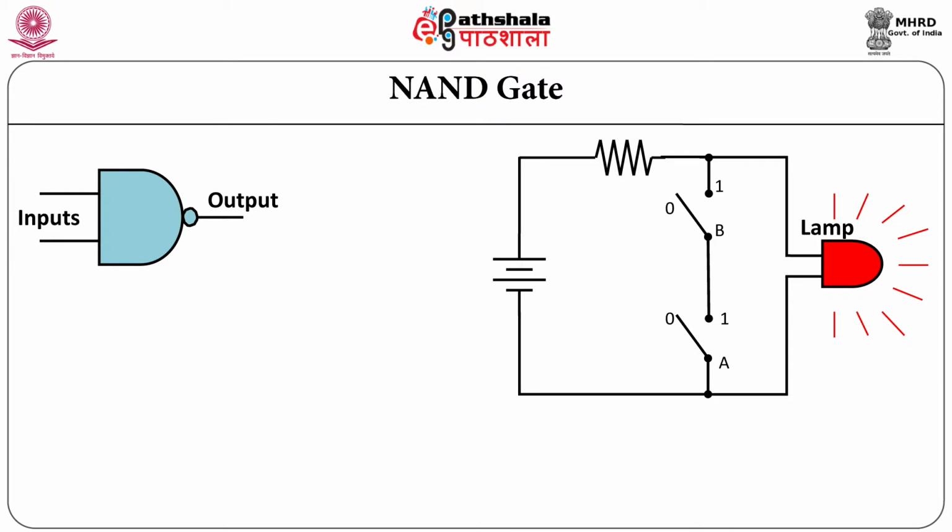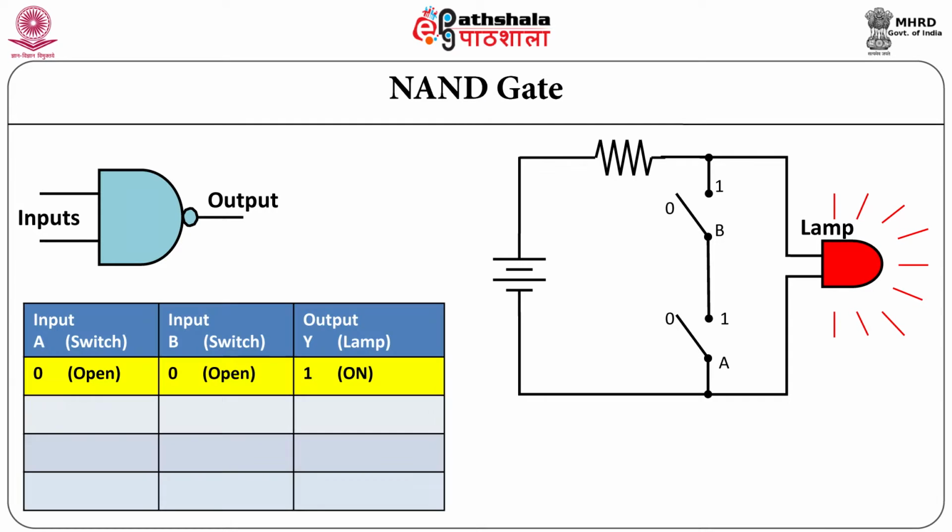In the NAND gate circuit constructed using switch analogy, the switches are in parallel with the battery and lamp. The lamp is on when both the switches are open. The NAND gate produces a high output when any of the inputs are low. The lamp is on when any of the switches is open.